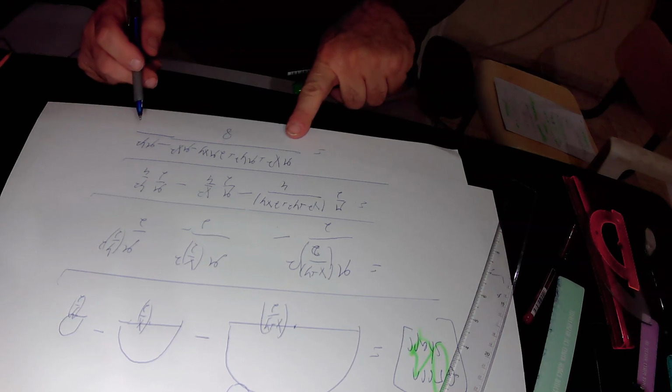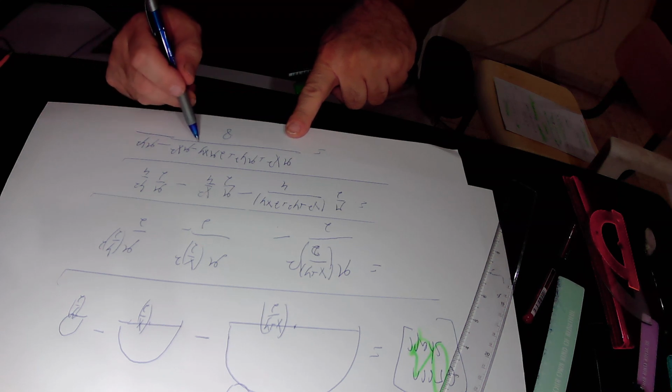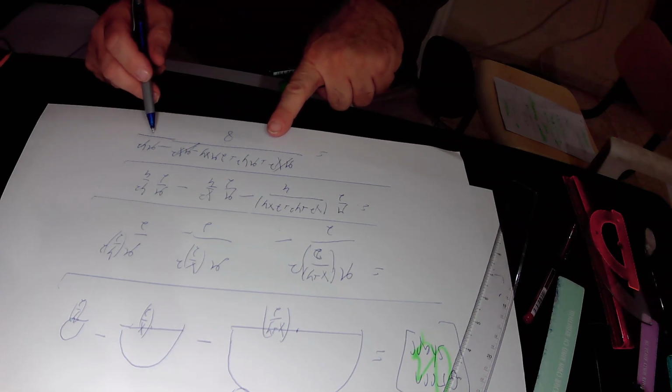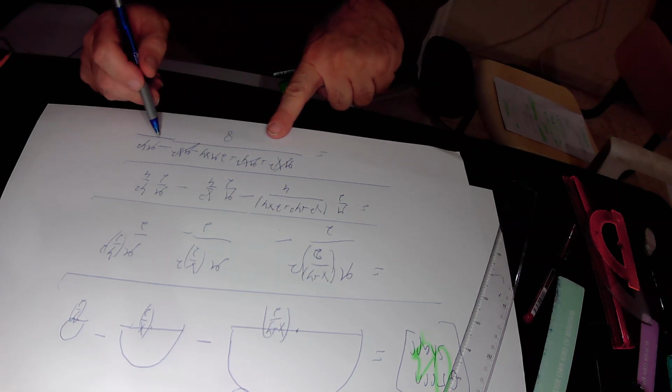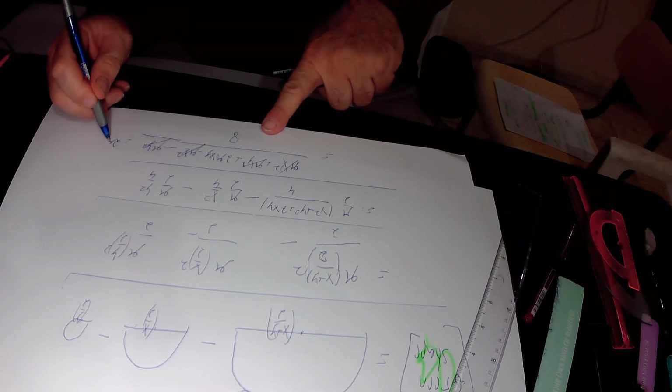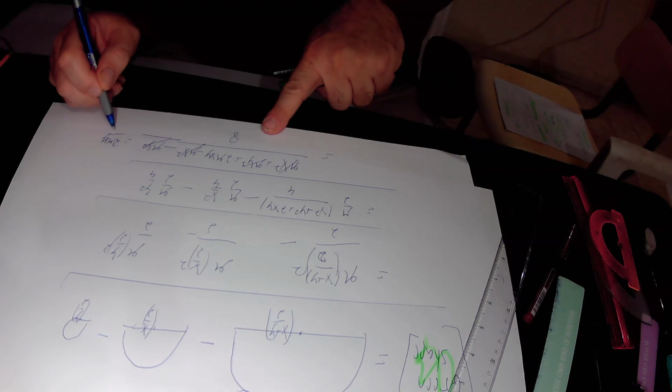Pi y squared minus pi x squared minus pi x squared is 0, so those two expressions will get cancelled. Pi y squared minus pi y squared is 0, so those two expressions also will get cancelled. And we're left only with 2 pi xy over 8.